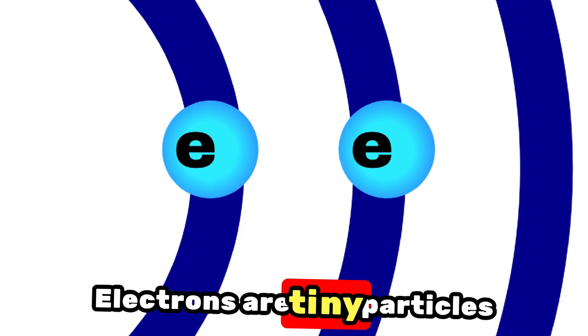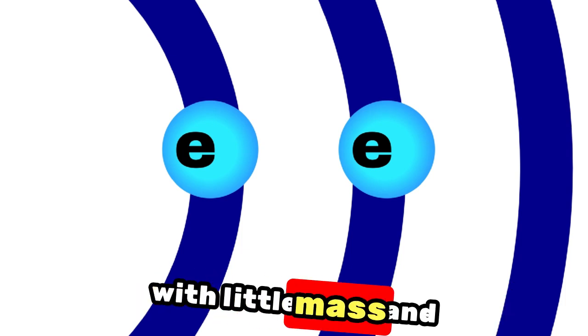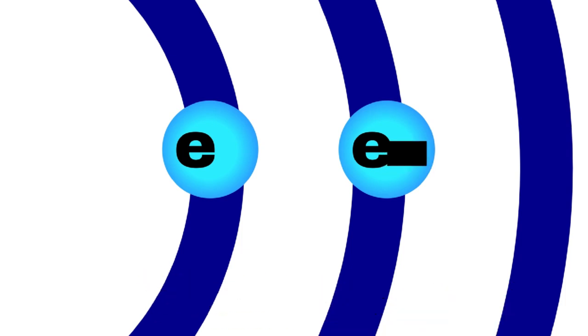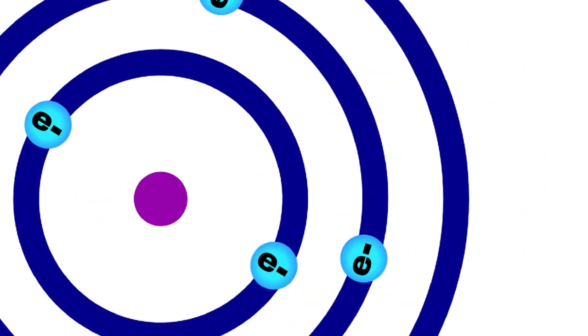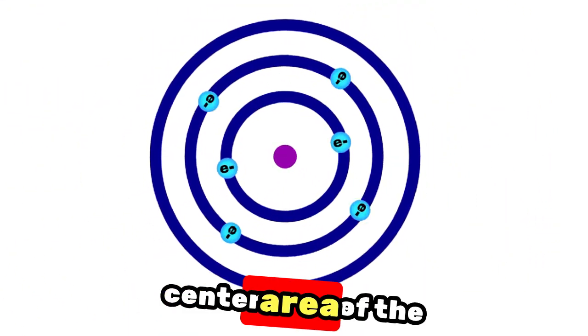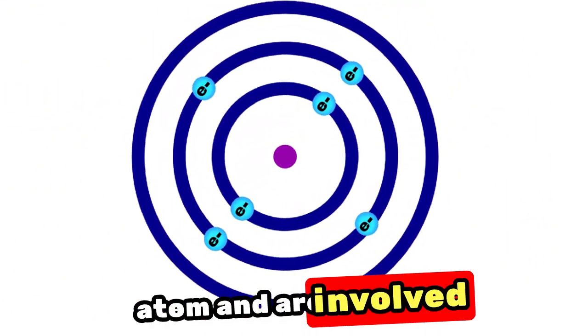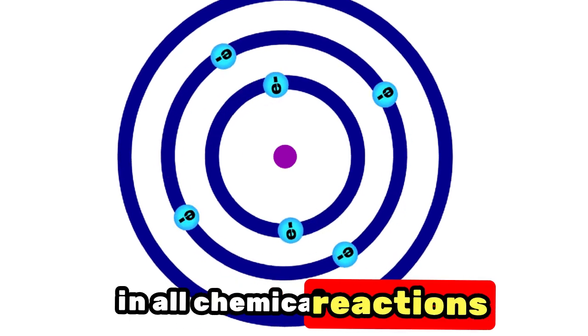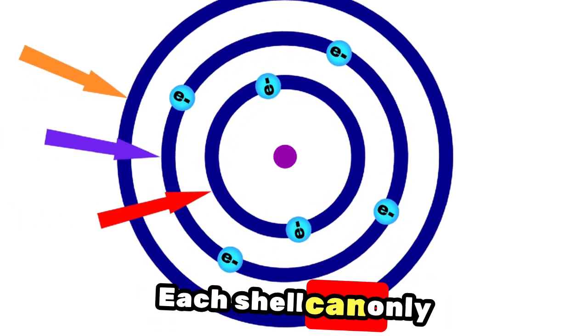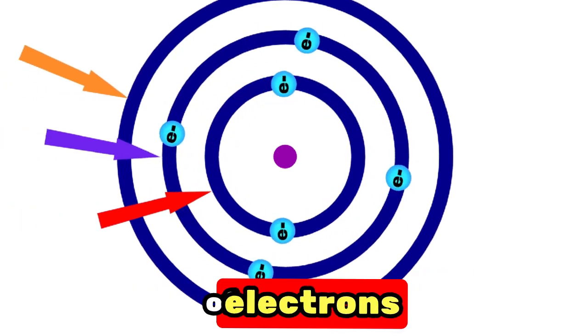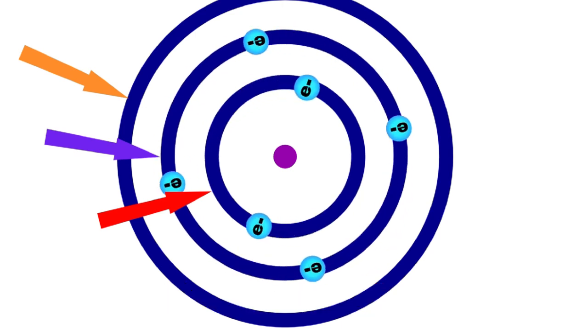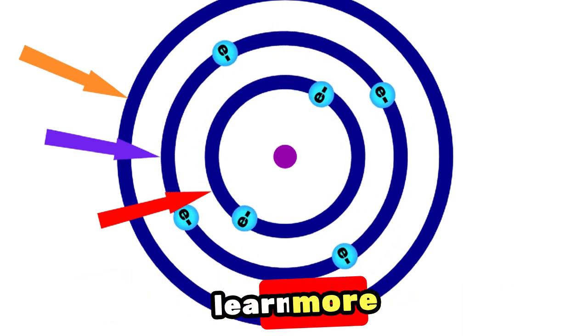Electrons are tiny particles with little mass and, more importantly, a negative charge. They whiz around the centre area of the atom and are involved in all chemical reactions. Each shell can only hold a certain number of electrons. Check out my video on electron configuration to learn more.